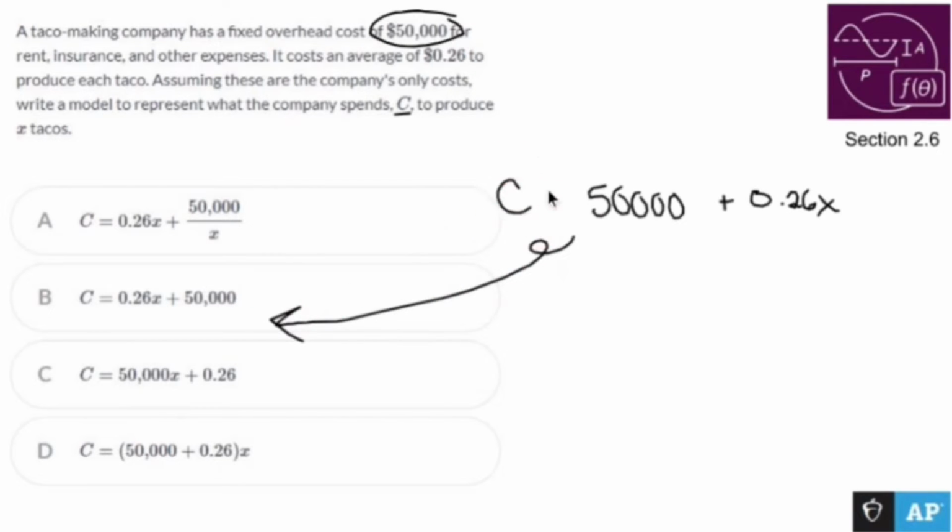It's basically asking for what's the cost if everything is going to cost $50,000, period, and then 26 cents per taco. That's how much you're going to spend per taco. So that's it. Don't overthink it. I kind of did, but don't overthink that one. That one's a lot easier than it looks.